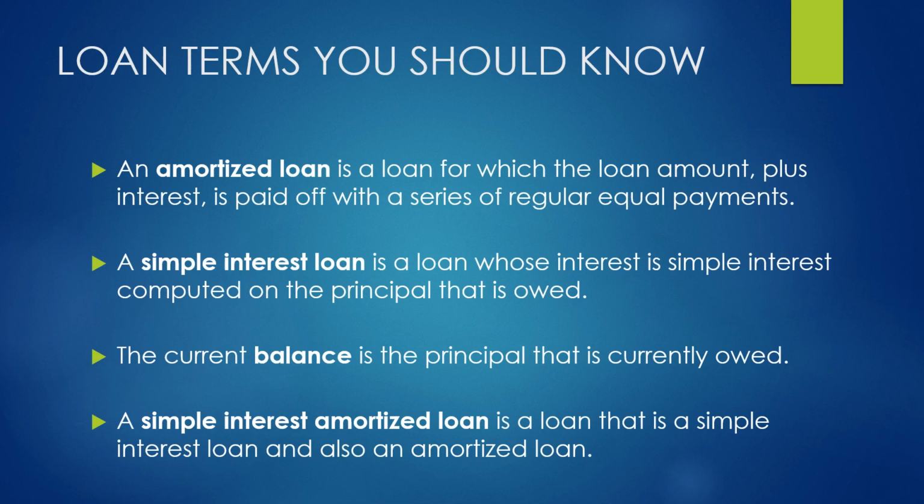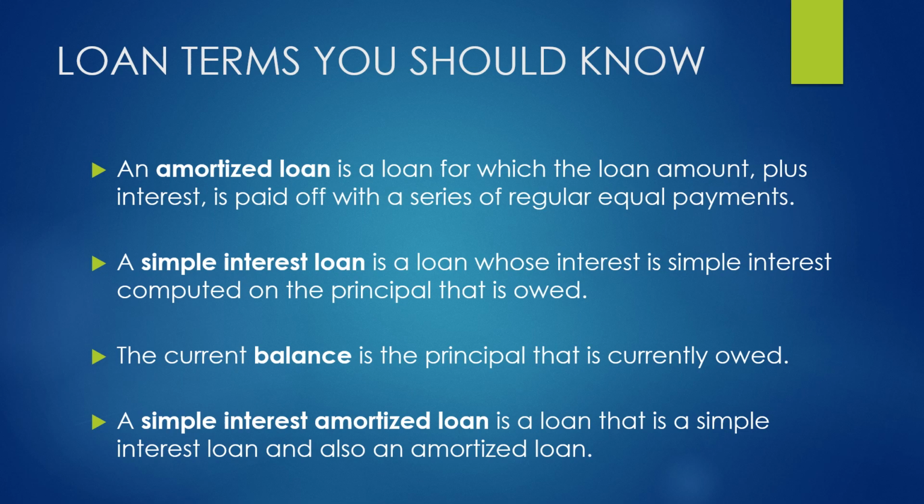Alright, so some loan terms that you should know before we get started. An amortized loan is a loan for which the loan amount plus interest is paid off with a series of regular equal payments. This is going to be like your car loans, your mortgages for houses, like anytime you take out a loan to buy something big like a boat or a building or anything like that.